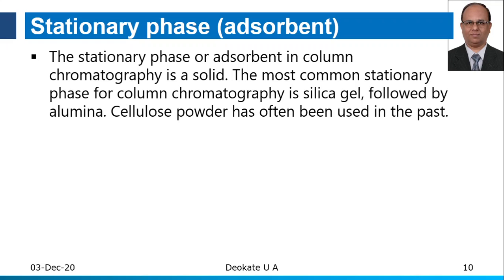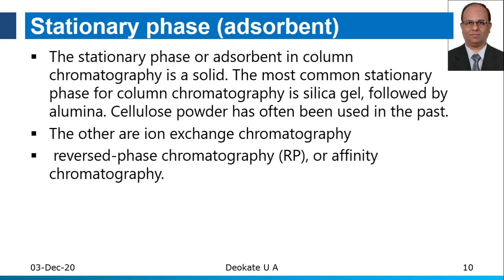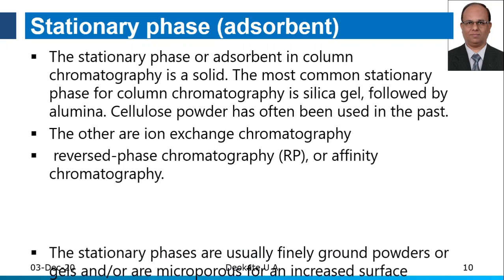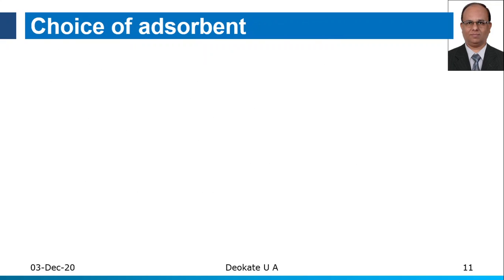Cellulose powder has often been used in the past for separation of dyes. The others are ion exchange chromatography, where we are using ion exchange resins. In reverse phase chromatography or affinity chromatography, different modified adsorbents are used. The stationary phases are usually finely ground powders or gels and are microporous materials for increased surface area.